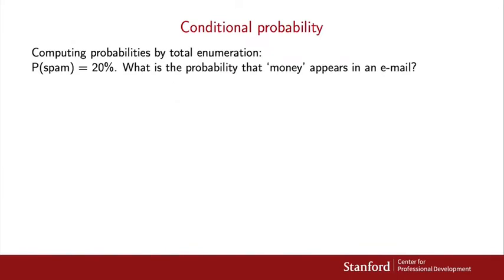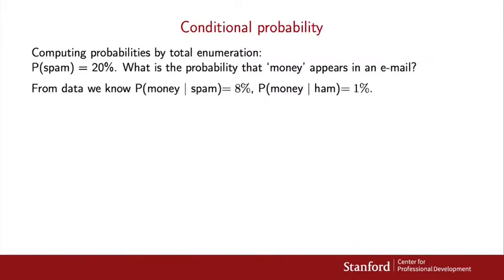It's known that the probability that any email is spam is about 20%. Let's compute the probability that a randomly chosen email has the word money in it. How would we do that? So remember what we know so far. We know that the probability that money appears given the email is spam is 8%, and the probability that money appears given that the email is ham is only 1%.